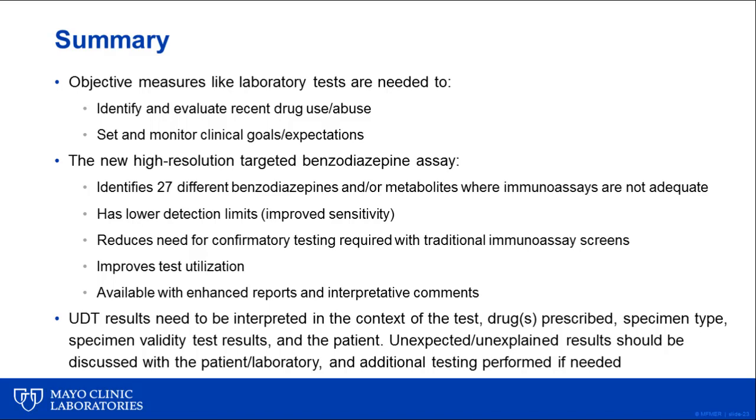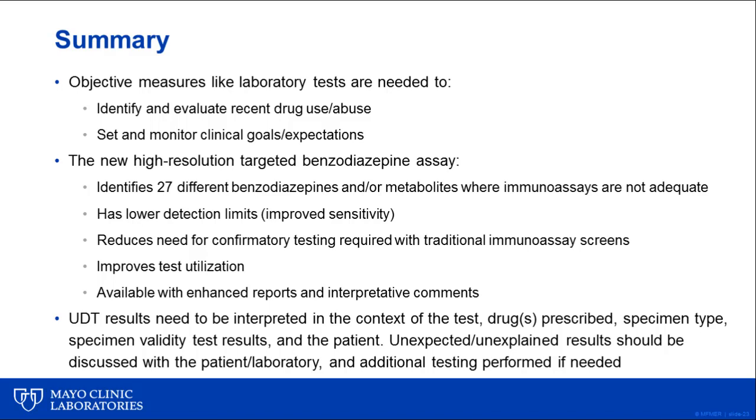In summary, objective measures like laboratory tests are needed to identify and evaluate adherence or misuse or abuse of controlled substances. The new high-resolution targeted benzodiazepine assay can identify 27 different benzodiazepines and or metabolites where immunoassays are not adequate, improved specificity, has lower detection limits, improved sensitivity, reduces the need for confirmatory testing required with traditional immunoassays, improves test utilization, and is available with enhanced reports and interpretive comments.